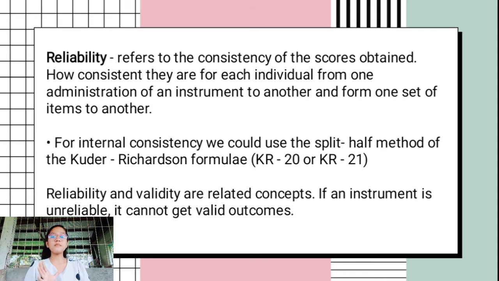Reliability and validity are related concepts. If an instrument is unreliable, it cannot get valid outcomes. As reliability improves, validity may improve also, or it may not. However, if an instrument is shown scientifically to be valid, then it is almost certain that it is also reliable.